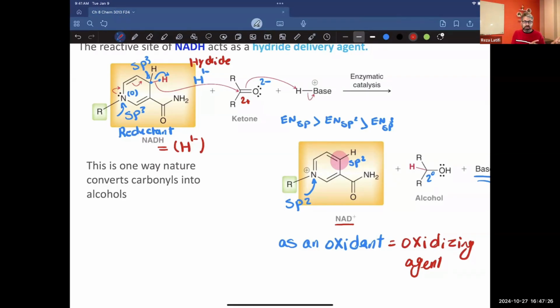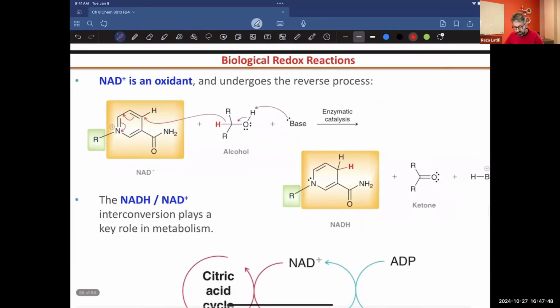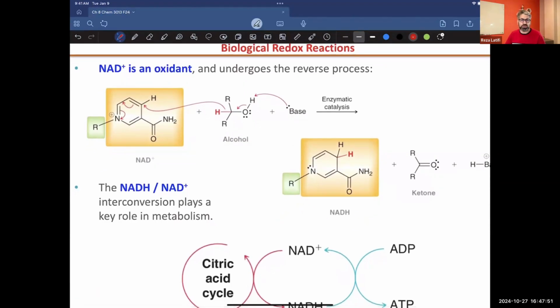Okay, now I had the ketone, I reduced it, and I turned it to alcohol. Is it possible to oxidize alcohol and turn it to ketone or aldehyde? Yes. We practiced a good number of examples in the last couple of lectures. And the question is, who's going to do it in our body? And in our body, again, NAD plus is capable of doing that.